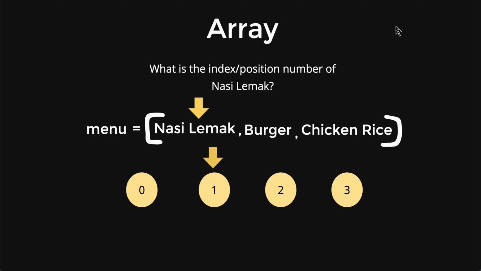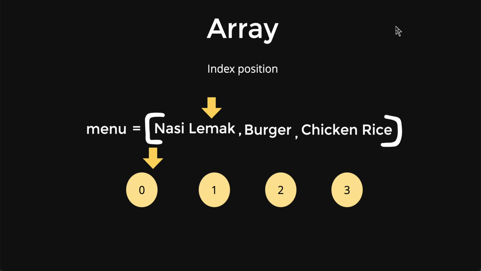If you were to answer 1, then you are absolutely wrong. So basically, can you give another guess? If it's not 1, what do you think the index position of nasi lemak is? If you were to answer 0, then you are correct. In an array, you start with the index position number 0, and then for burger it is number 1, and for chicken rice it is index position number 2.